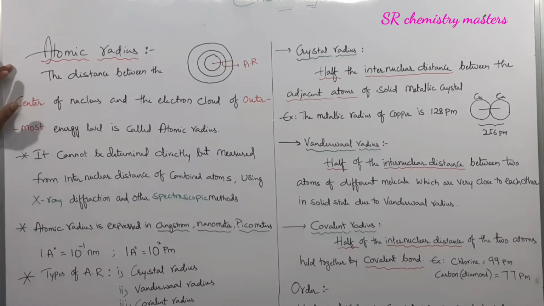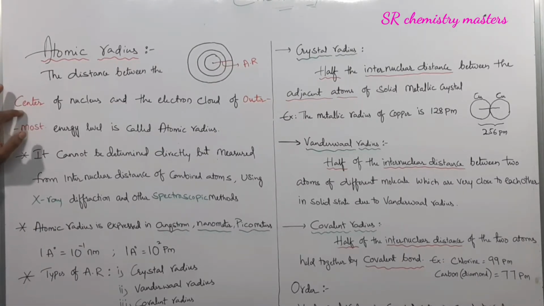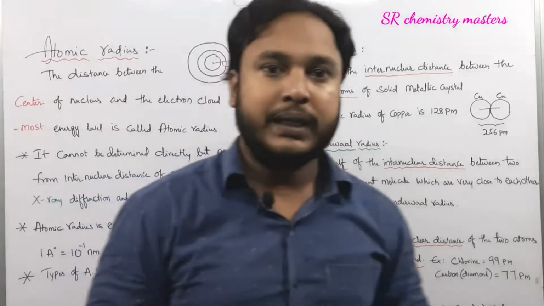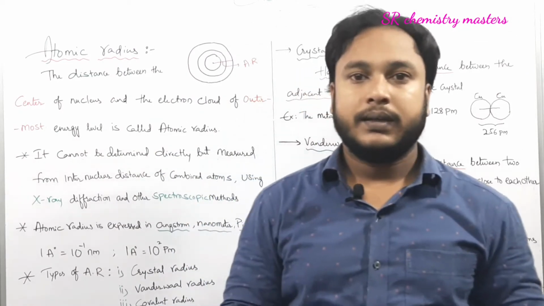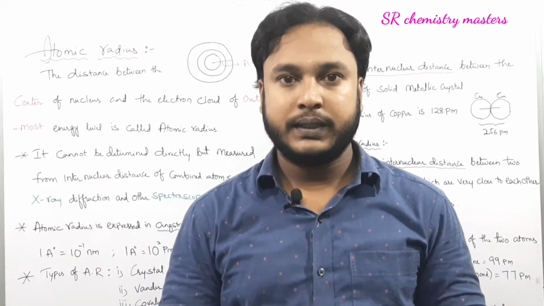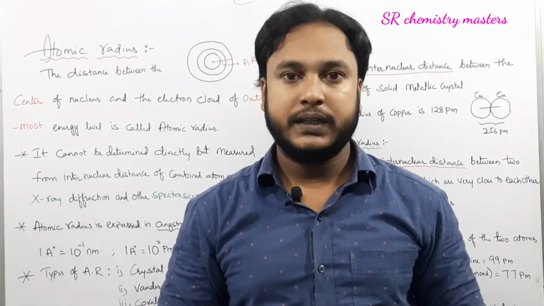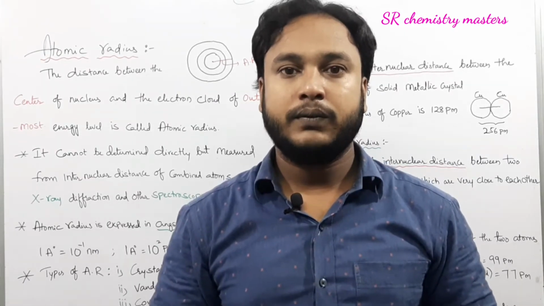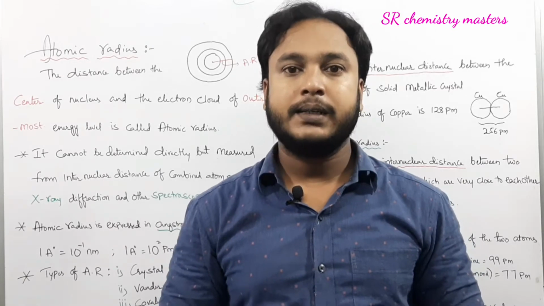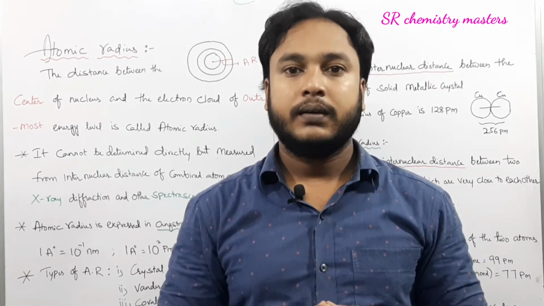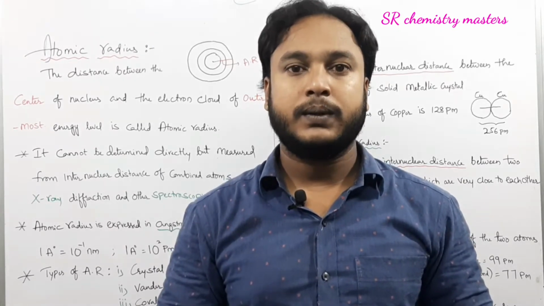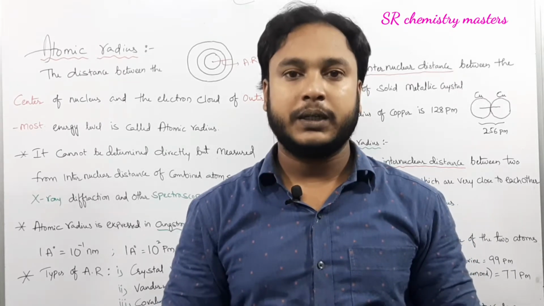Atomic radius is the distance between the center of the nucleus and the electron cloud of the outermost energy level. Remember here, you might have seen the circle. In a circle, the distance between the center and any point on the circle is considered as radius. In a similar way, in an atom, the center of the atom is the nucleus. The distance between the nucleus and the electrons present in the outermost shell is known as atomic radius.